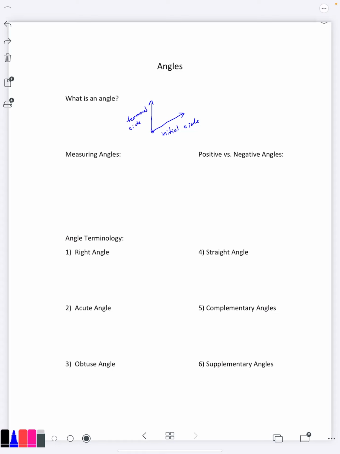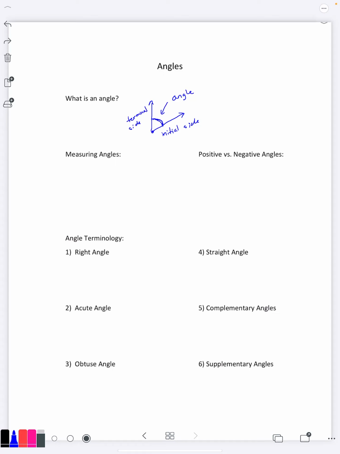And once you've decided which one's the initial, which one's the terminal, then you would go ahead and say, how much do I move from one to the other? And the measure of this is called the angle, or just the angle itself. Now, you can place your initial side wherever. You can determine your terminal side based on where you put your initial side, and so on.